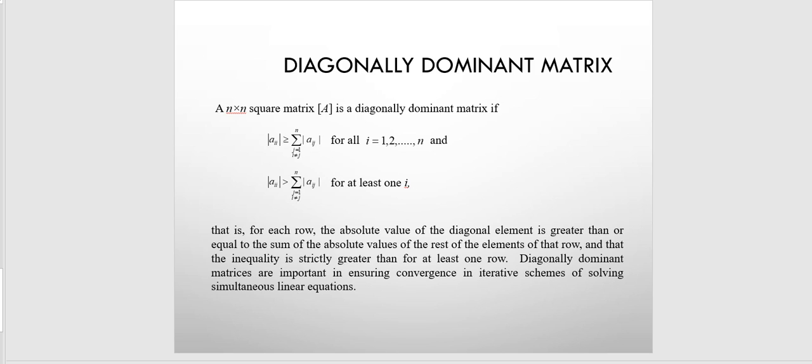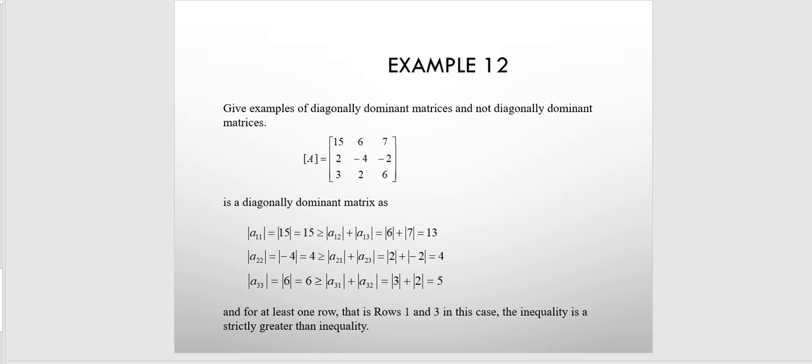Diagonally dominant matrix. A square matrix is diagonally dominant if the diagonal entry is greater than the sum of all the other values in that row. Let me just show you with this. So 15 is higher than these two values, 6 plus 7. Okay, so this is diagonally dominant.